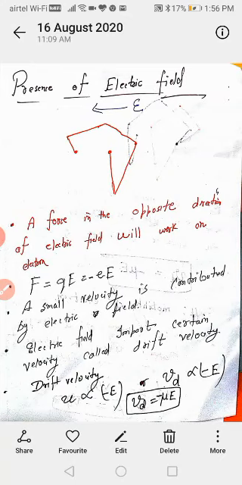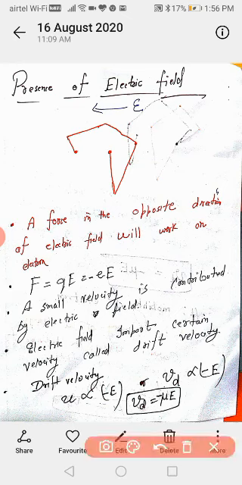Okay, this is the presence of electric field. So when we apply an electric field, here you can see the direction of electric field. If this is the direction, this will be positive and this will be negative. This is how the electric field is set up. Whenever a field is applied, a force in the opposite direction of electric field will work on the electron.